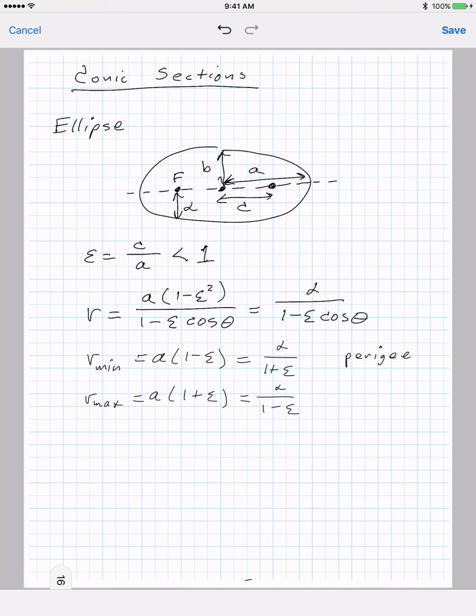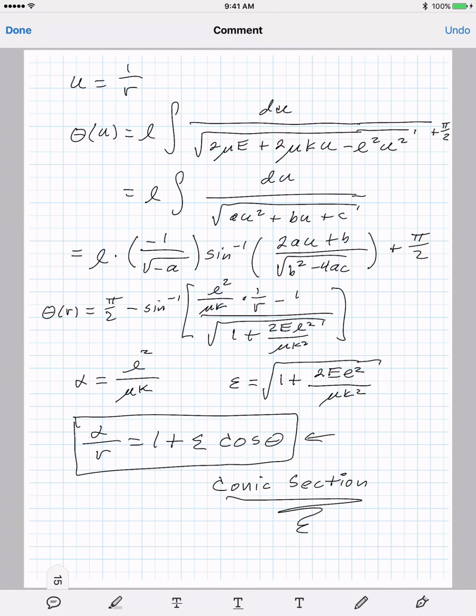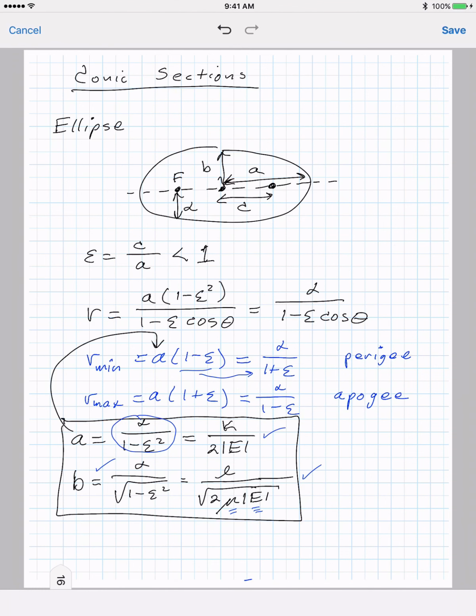And then R max, the maximum distance, is the apogee. I think I have that definition right. All right, and so then we can see that the equation that we got when we were solving for the inverse square law is, in fact, a conic section. And I've already made connections down here with the parameters that we defined when we were doing the integral. We defined an alpha and an epsilon.